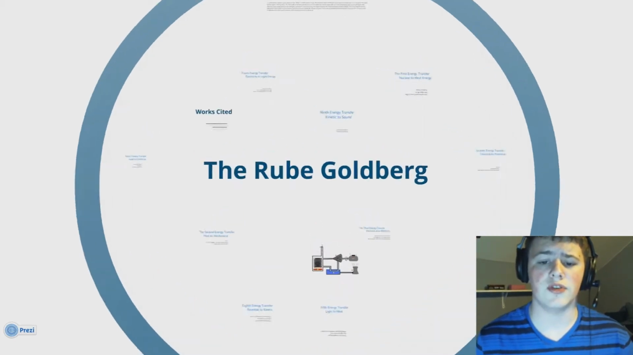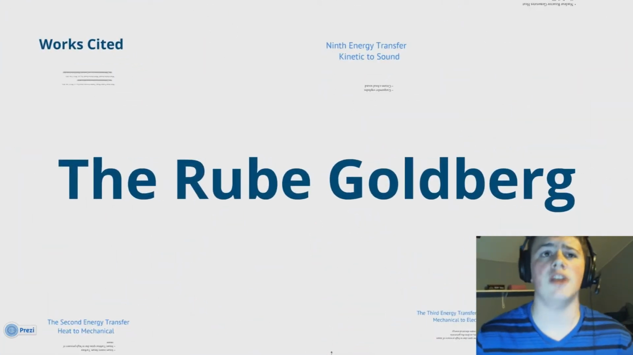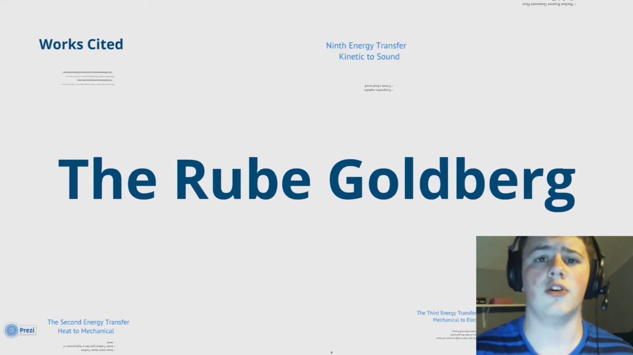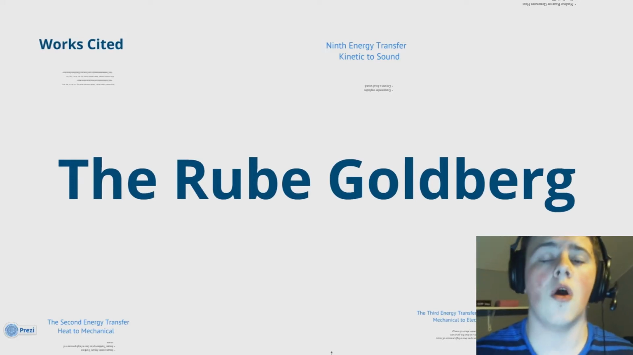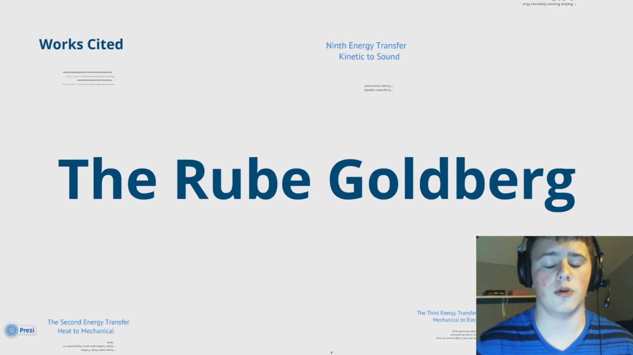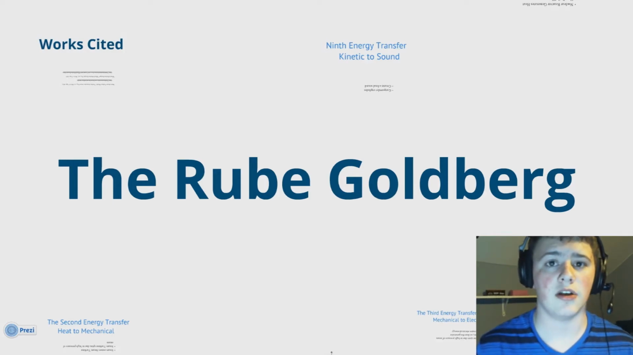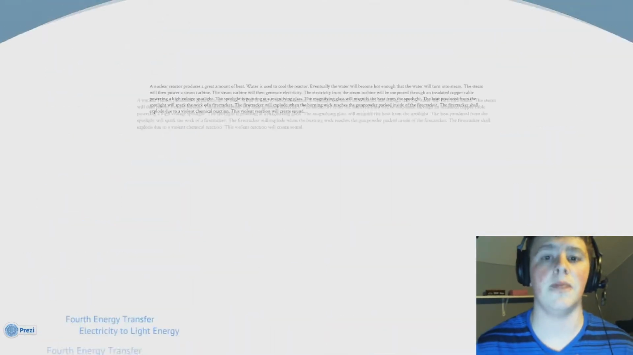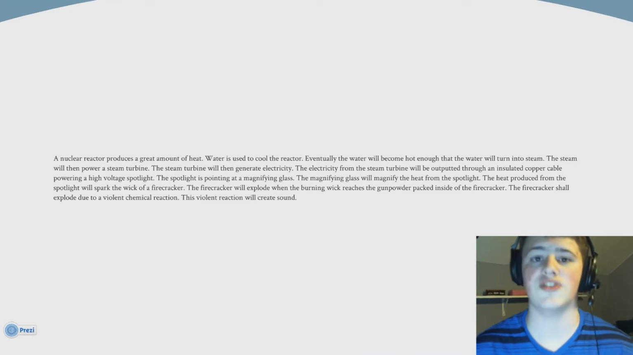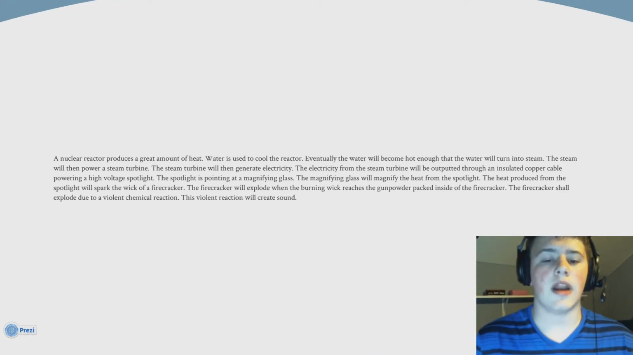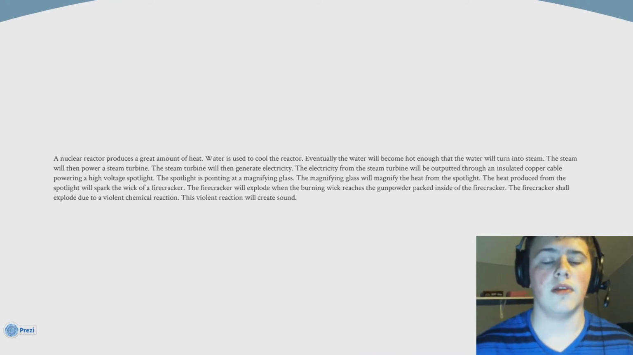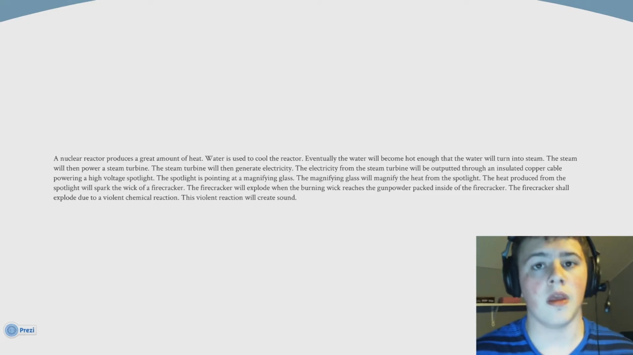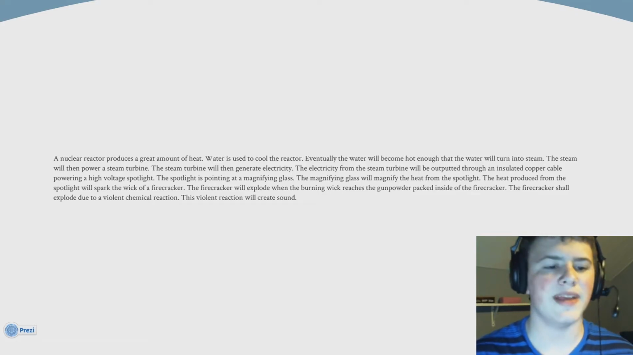Alright, so right in front of you is a Rube Goldberg project. In this project, we were given the option to either create a theoretical Rube Goldberg or a physical Rube Goldberg. I decided to go with the theoretical one because I believed it was easier to do and much simpler. So right here is the story, or the Rube Goldberg itself. Later in this presentation, I'm going to explain all the energy transfers that occur in this Rube Goldberg. Alright, let's begin then.